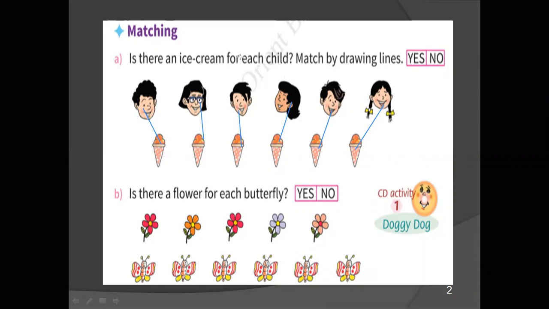Yes. Now we will put a tick on the yes. Okay. So all are having now ice cream. B. Is there a flower for each butterfly? We will see by putting lines.